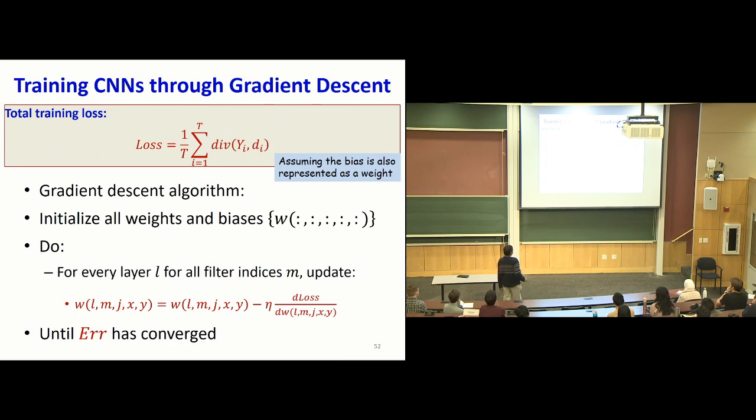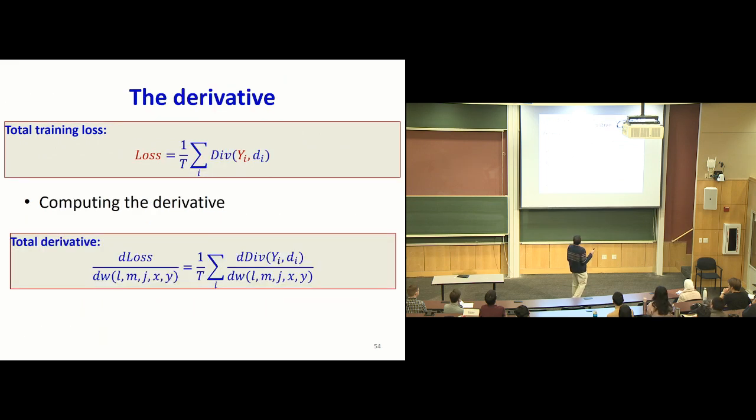Now, the gradient descent rule, of course, requires the computation of this derivative, which is the derivative of the loss with respect to each of the parameters. And the loss we know is the average divergence over all of the training samples. So the derivative is going to be the average of the derivatives of the divergences for each of the training samples with respect to the parameters. So this is what we really want to compute, right?